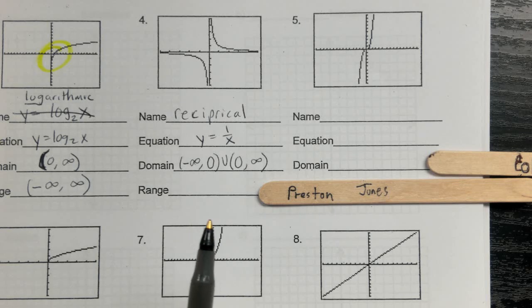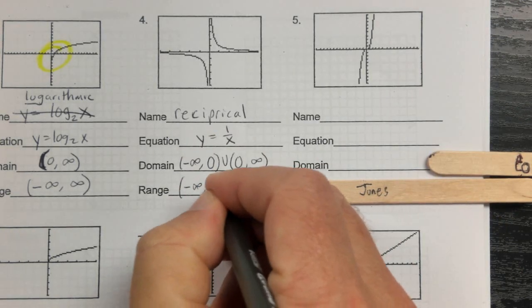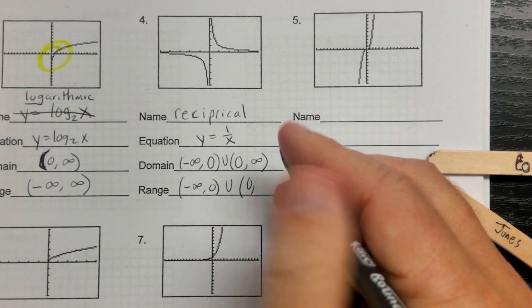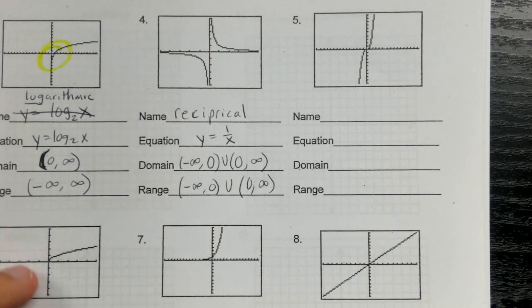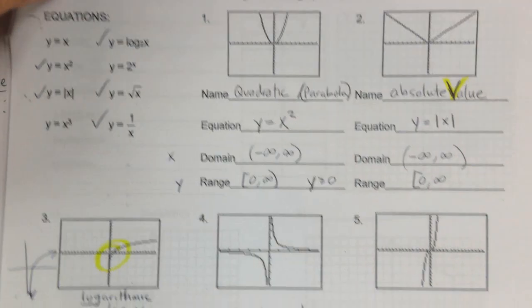Isn't it the same thing? Good. It's the same thing, Preston, for the range. It starts at negative infinity, goes to 0, but doesn't exist at 0, and then goes 0 to infinity. That was the reciprocal function.